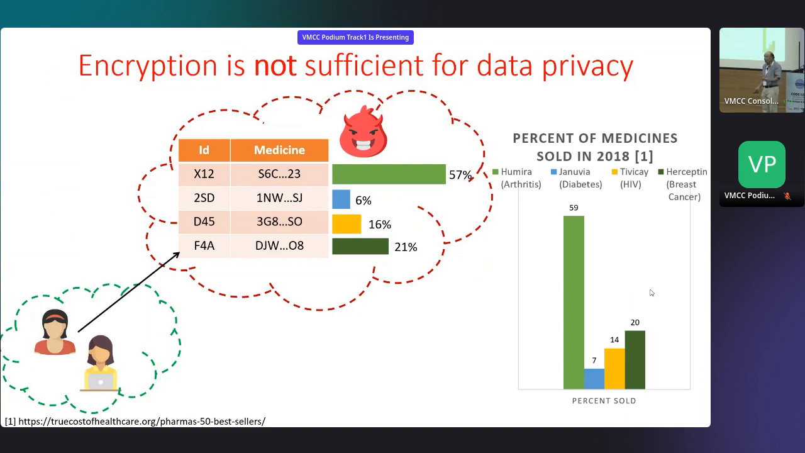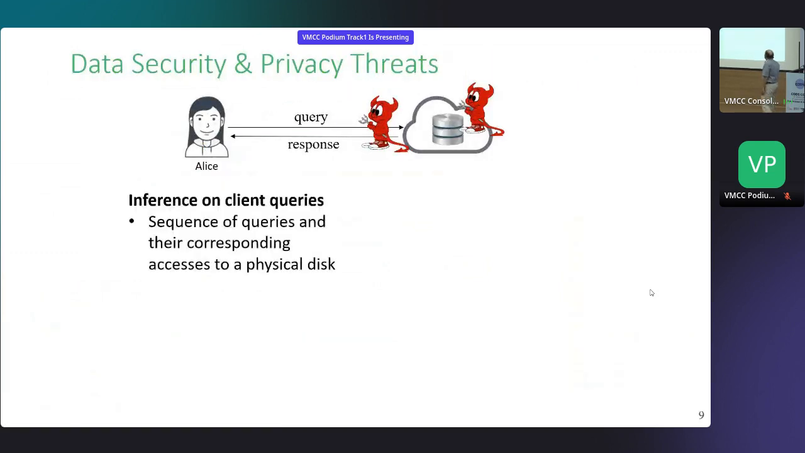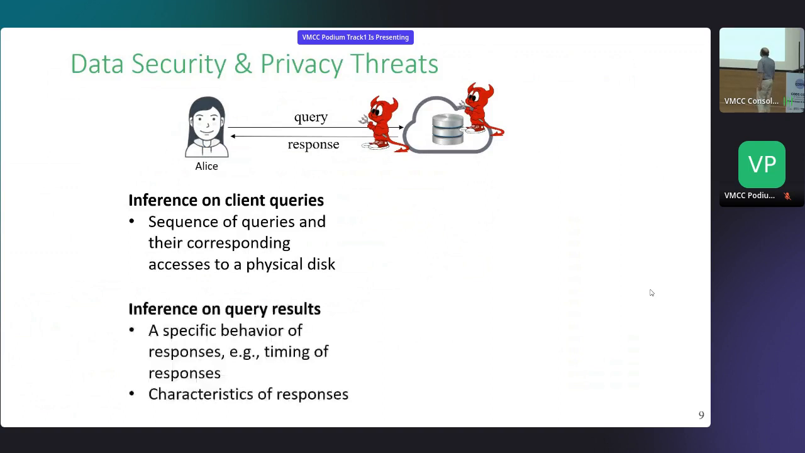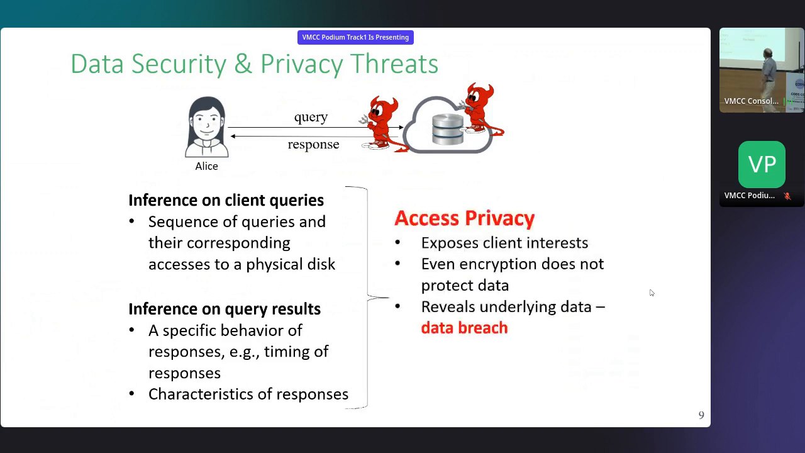So it's not enough that the confidentiality of the data itself is preserved. It's not enough to have my record hidden. Just my accessing it, or my doctor accessing it, and all of that can result in information. So we want to make sure that we do not reveal the access pattern itself. The sequence of queries and their corresponding accesses in the physical database can result in access privacy and data breaches that are very problematic.